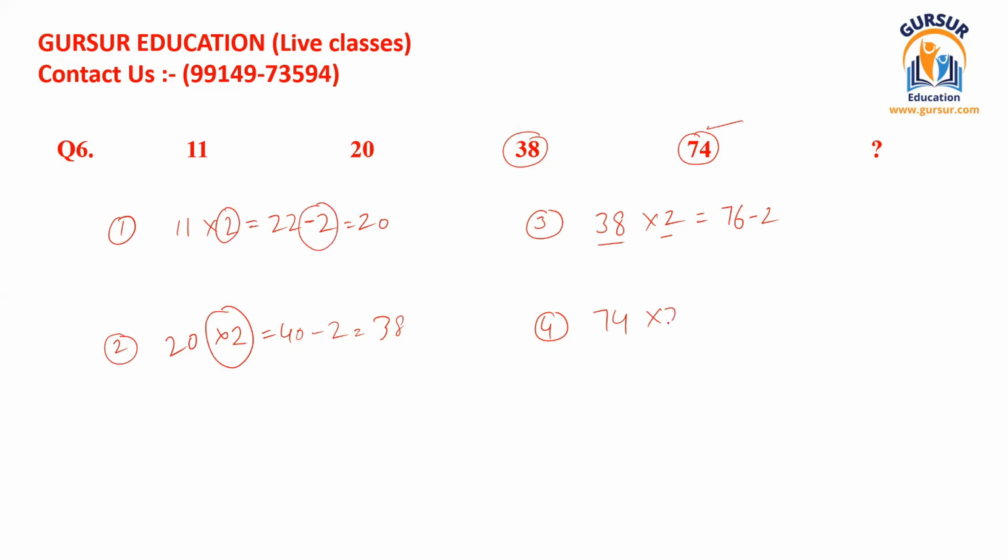So now when we multiply 2 with 74, we get the value of 148, and when we reduce 2 from that, we get 146. That should be the right numeric answer, which shall come at the place of the question mark. And I hope this question was very easy to comprehend and not very difficult for you.